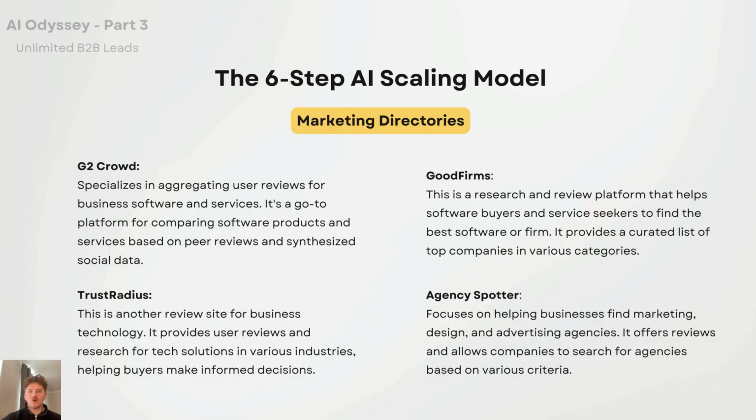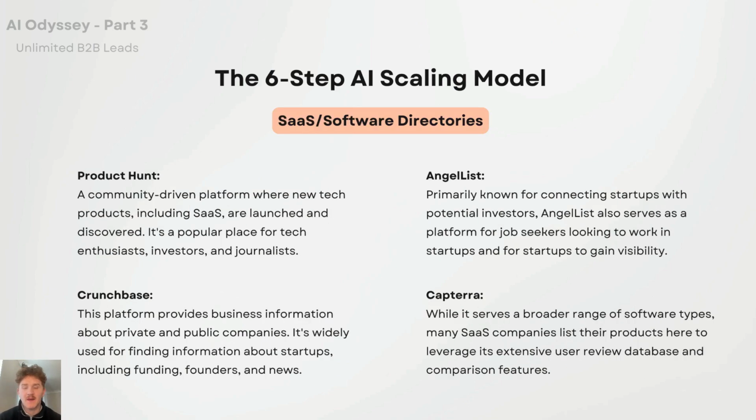So let's talk about directories for specific niches. We've got marketing directories to get agencies. We've got G2 Crowd, Trust Radius, Good Firms, and Agency Spotter. The best one here for me is obviously Clutch that we just scraped, but G2 Crowd is pretty good. Agency Spotter is a newer or less used one. And then Trust Radius is more for reviews, and Good Firms is a pretty good curated list as a whole.